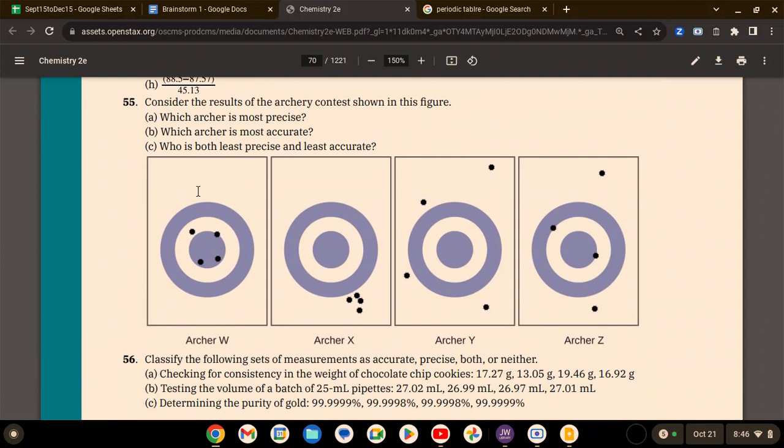So the most precise one is Archer X because all of their shots were the closest to each other, and that's the definition of precision. Accuracy would be Archer W because all 4 points are close to the target value.